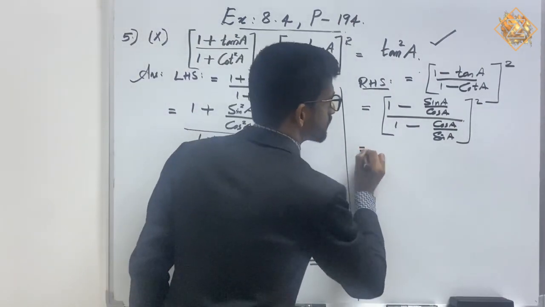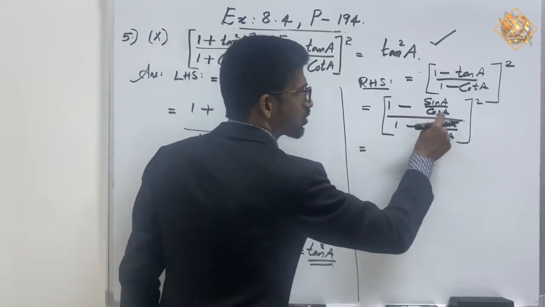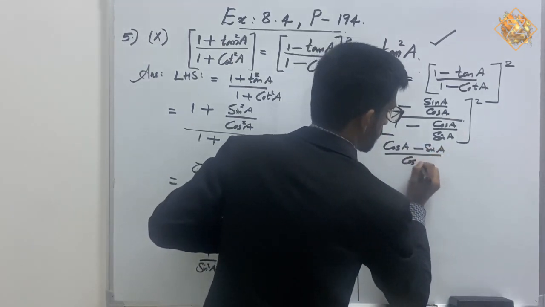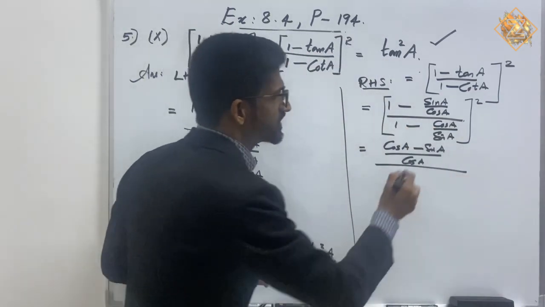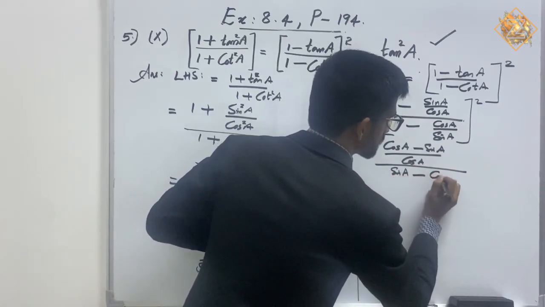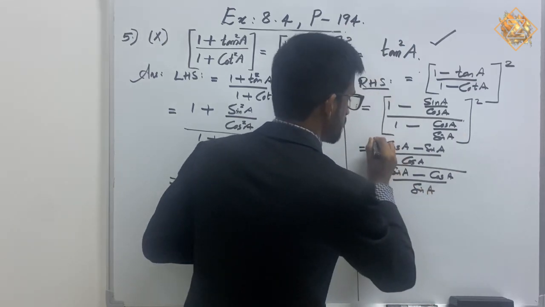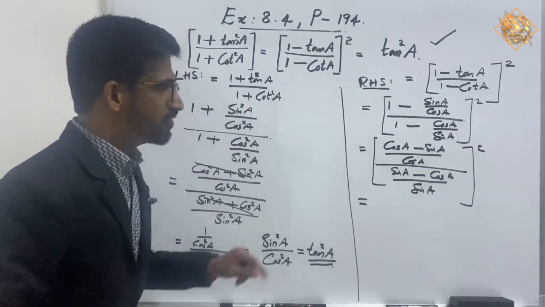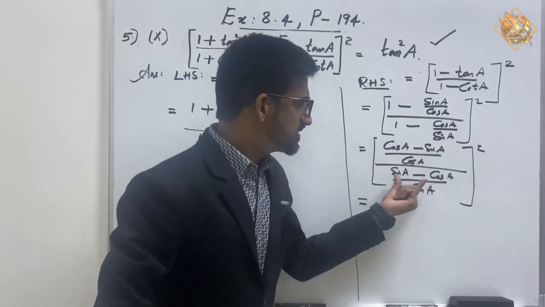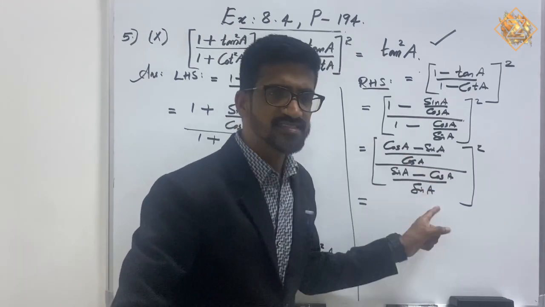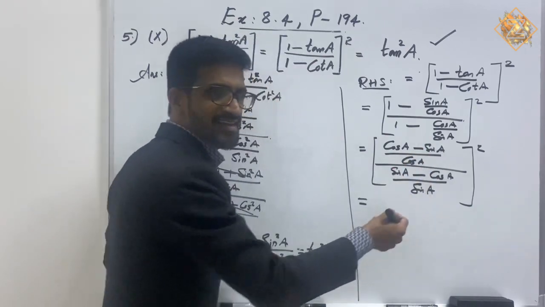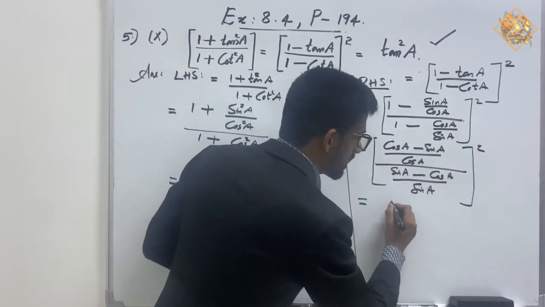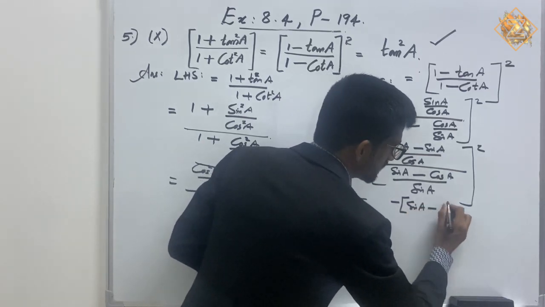Okay, now that is equal to, taking the cross multiplication, cos A into 1, that is (cos A − sin A)/cos A, by, in the denominator taking again the LCM, sin A into 1, that is (sin A − cos A)/sin A. Then there is a whole square. Dear students, now when we look at these, in the numerator it is cos A − sin A, in the denominator it is sin A − cos A. Can we cancel this? No, both are different, isn't it? So to cancel, we will take a minus out from cos A − sin A, so it will become −(sin A − cos A).